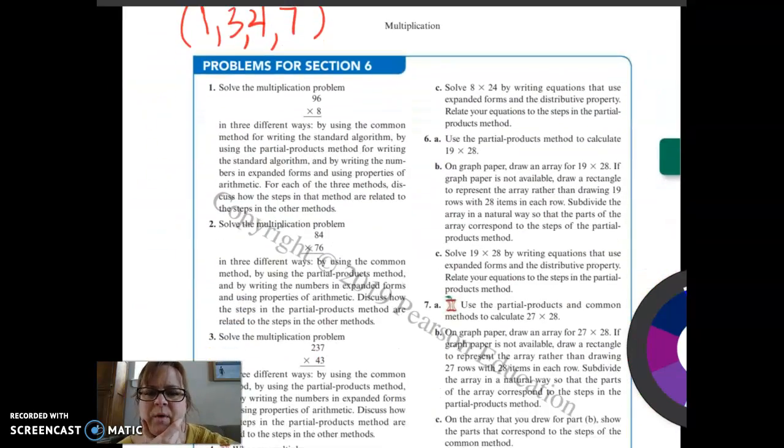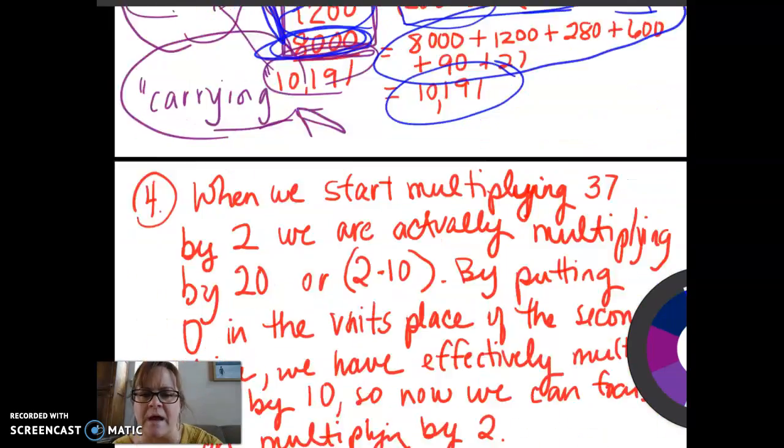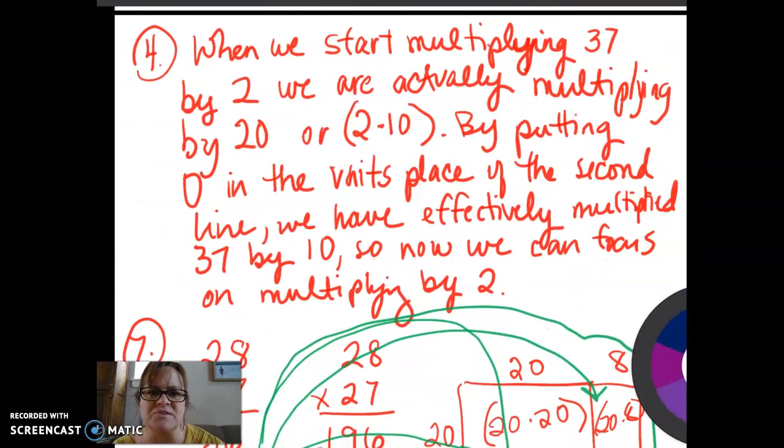All right, number 4. I think this is the big one here. So when we multiply 37 times 26 by using the common method, we start the second line by writing a 0. There are so many different terminologies used for this. Some teachers call that a placeholder. Some actually ask kids to skip that line. It's really important that we place a 0 there, and that we explain to kids why we do that and the meaning of that 0. So when we start multiplying 37 by 2, we're actually multiplying by 20.